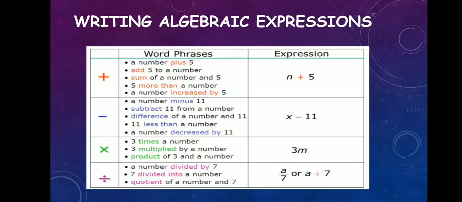Coming to the next expression, that is 3m: 3 times a number, or 3 multiplied by a number, or we can also say product of 3 and a number. Next one, a upon 7, or a divided by 7, a number divided by 7, 7 divided into a number, quotient of a number and 7. Is this clear to you? Let's proceed to the next one.